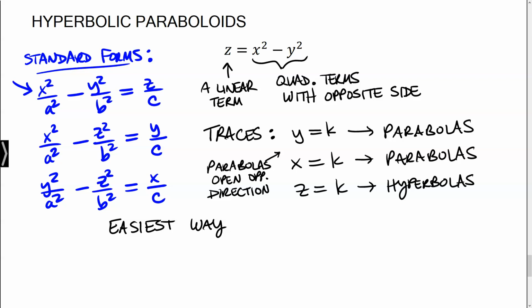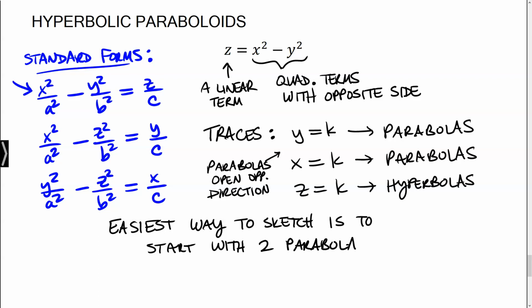I guess the easiest way to sketch the graph is to start with two parabolas that are in the coordinate planes. So here it would be y equals k. It would be y equals 0 and x equals 0. And what you're going to see here is that these parabolas are going to meet at the origin, but that origin is going to be a maximum for one of the parabolas and a minimum for the other one.